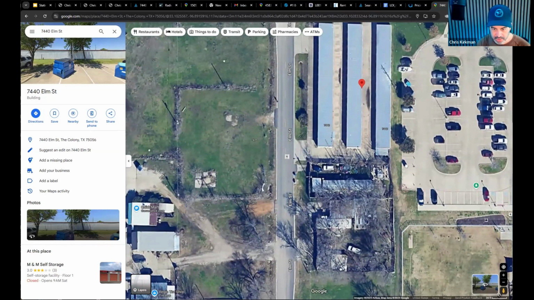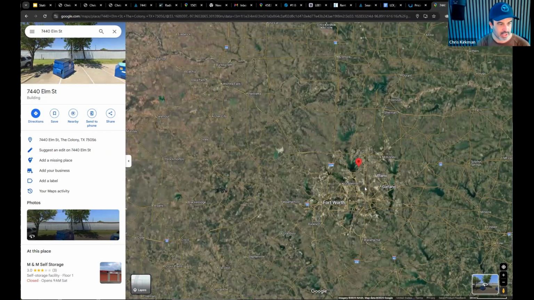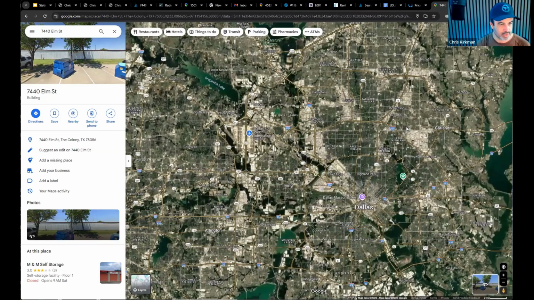Yeah, the Dallas big metro area, high income. If it's higher income, then we could offer more. Let's take a look at what's around here. Yeah, Dallas is pretty close.